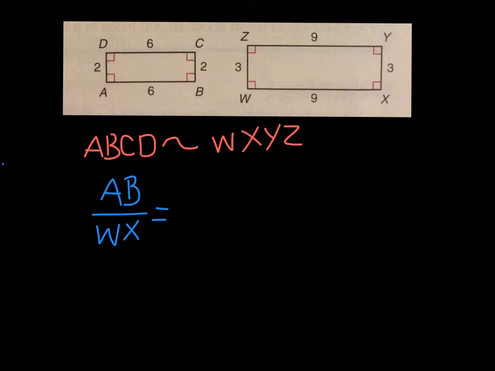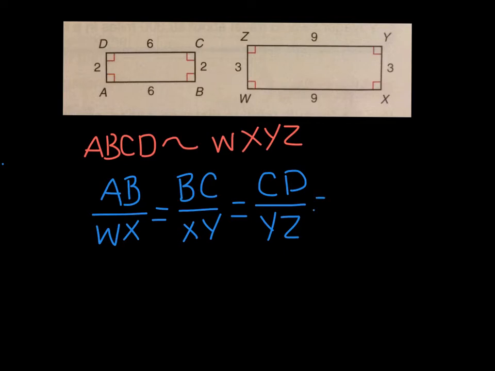Now we're going to compare them to the ones on the right side. BC over XY, which would be the same as comparing CD along the top to the same one along the top on the other side, YZ, which is the same as AD, which is along the left-hand side, over WZ. So there it is if you just look at the shapes and comparing the shapes. Now we're going to take a look at it using fractions.